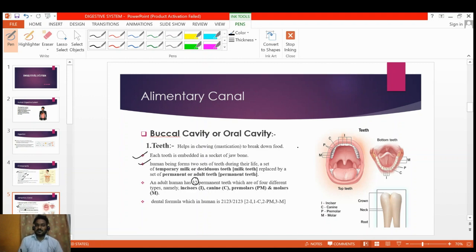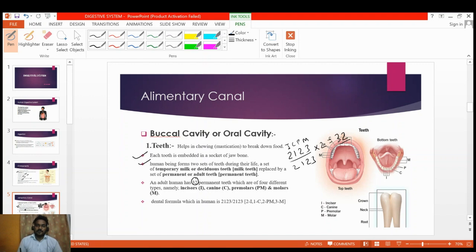And what exactly is the dental formula for humans? For one side of the upper jaw and the lower side of the second jaw, we can write it in this manner: 2 1 2 3 upon 2 1 2 3. Incisors, canine, premolars, and molars. Here also, in the same way, when it is multiplied with 2, exactly 32 are the total number of teeth that we can observe in humans.